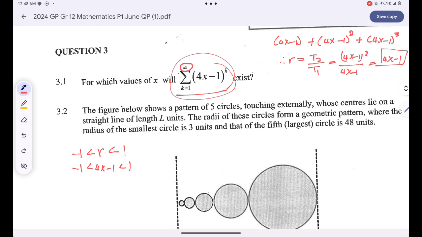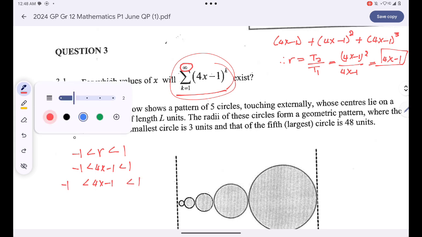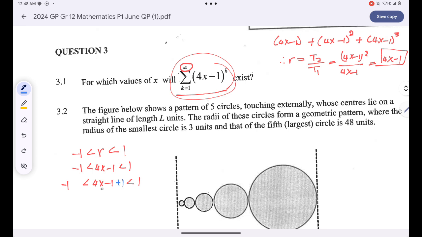Okay, and then all I have to do, guys, is to isolate x. So the first thing I need to remove is that -1 over there. How can I remove the -1? By just adding 1, just doing the direct opposite. Just add 1 over here, and whatever you do inside here, you must do also on the other 2 sides. So I'll be left with just 4x is between 0 and 2.